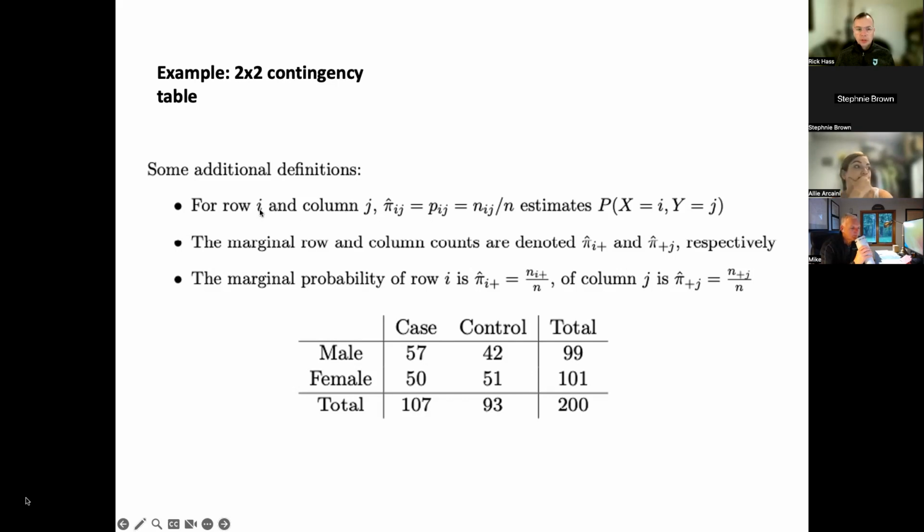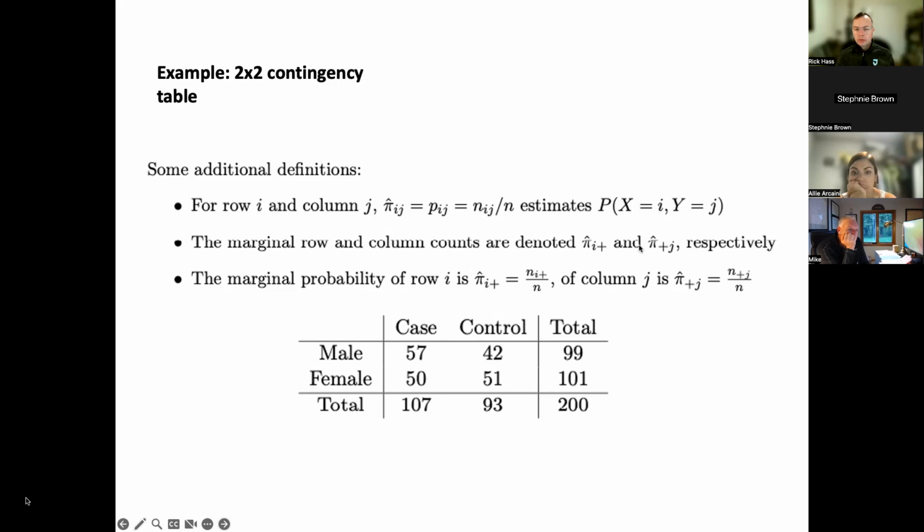And so this notation, i and j, representing row and column. So pi ij, we have 4 of those. Pi 1 1, which is the estimate of probability for what's represented by first row, first column, which is male cases. So that would be 57 over 200. Pi 1 2, so row number is 1, column number is 2, 42 over 200. That would give us, again, a population estimate for male controls, and we can proceed accordingly.